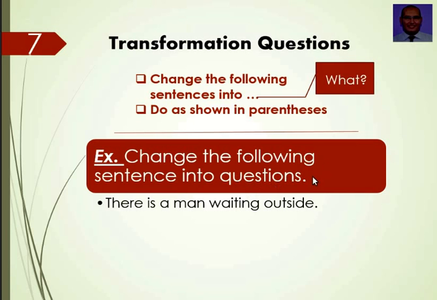So we're going to change the form of this statement into a question. You need to write the whole sentence, but instead of having this form, just go and use a question. And the proper answer here is: Is there a man waiting outside? And don't forget to use a question mark at the end.